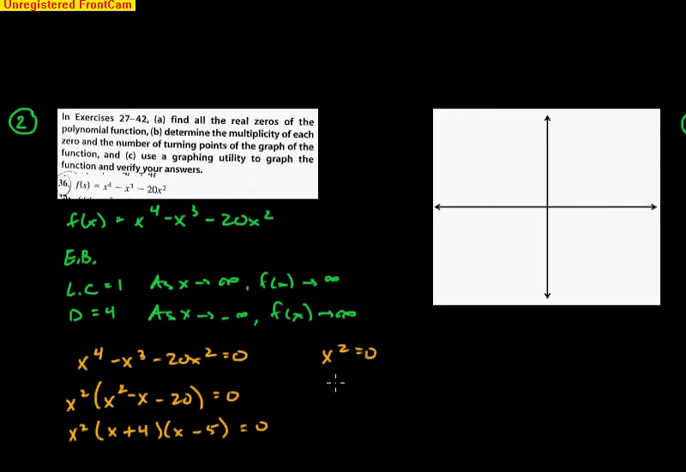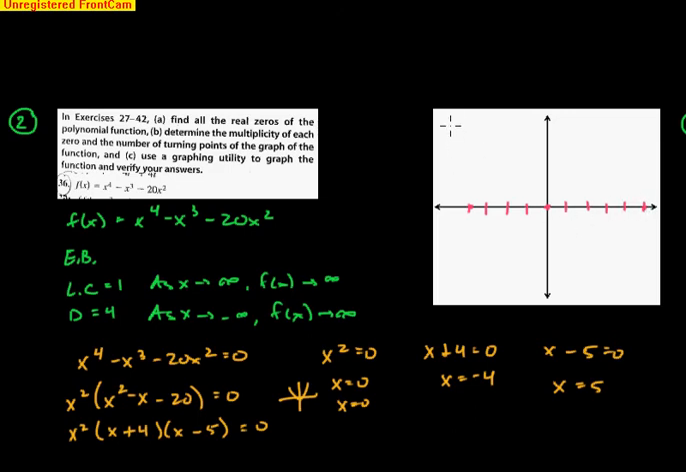X squared is 0, so this is 2 zeros. X equals 0. That occurs twice, so remember it's going to bounce off. X plus 4 equals 0, so X equals -4. And x minus 5 equals 0, so X equals 5. So on the graph itself, all I need are the zeros marked. So 0, -4, 1, 2, 3, 4, and positive 5, 1, 2, 3, 4, 5.